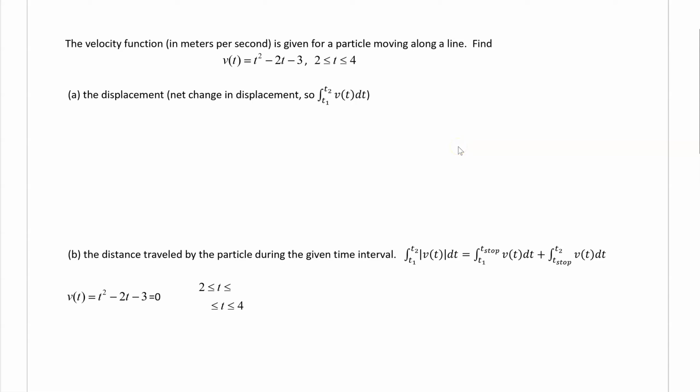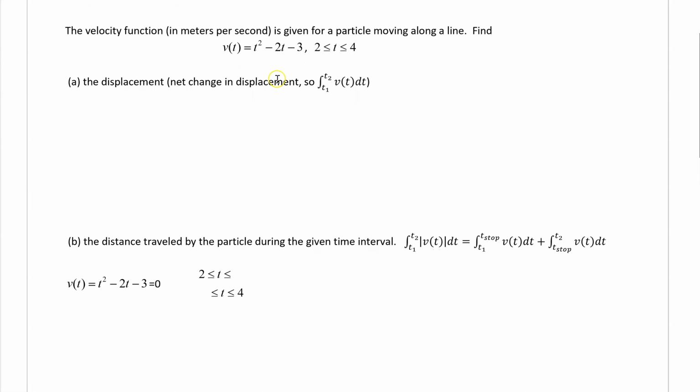So we're going to be looking at position of a particle again, but this time we're given the velocity function, not the position function. So we end up with two different things that we're talking about. Displacement, which is just literally net change. Where did we start and where did we stop? And then we're going to look at the total distance traveled as before.